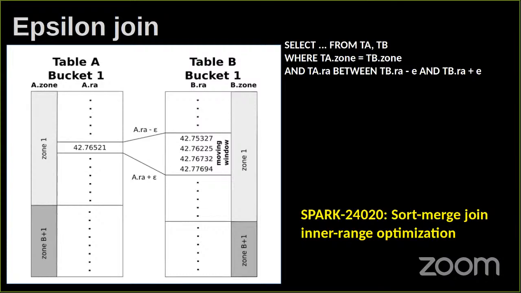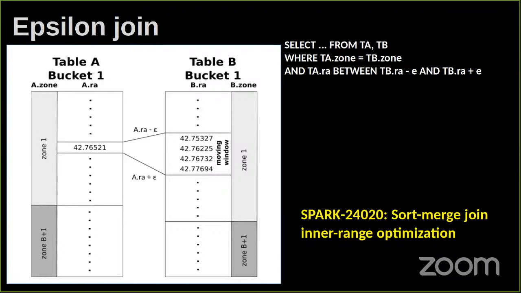But actually, it contains a version of what's called an epsilon join. So in case you have data bucketed, as I explained, and when you issue a query with conditions such as these, where you have a first column that you are joining on, that's an equi-join, where zone from the first table is equal to the zone from the second table. And then you have an additional range condition based on a second column.